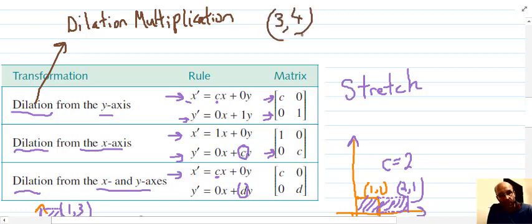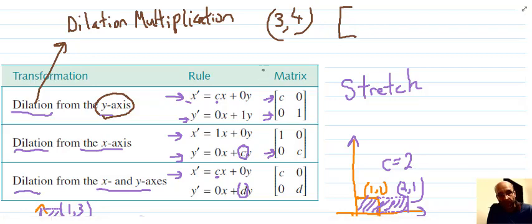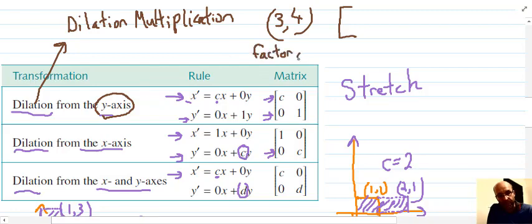So if we're starting with the point 3, 4, what's a matrix dilation from the y-axis? Let's choose that one. We basically need to write dilation by a factor of 2, I should say, by the way. So you need to give the dilation factor, otherwise there's not enough information. Okay, so I'll keep it simple. So 3, 4 again is a column vector. So how do we do that? We have to write 2 in the place there. We have 2, 0, 0, 1.